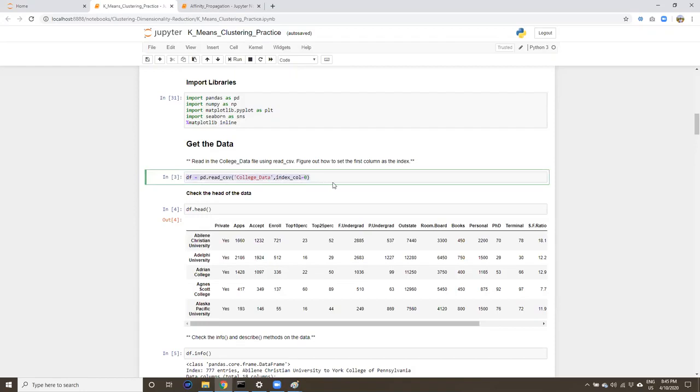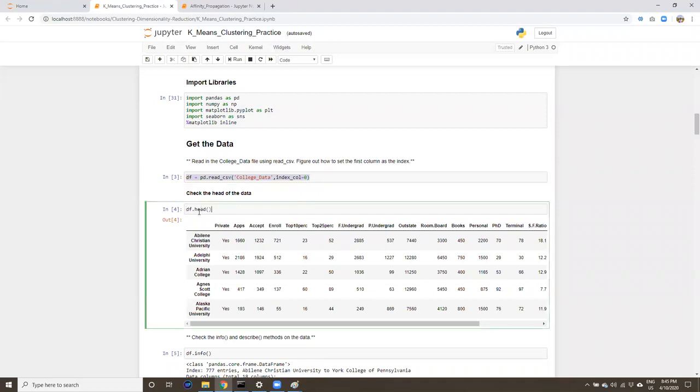We use pd.read_csv college data, index_col is 0. What it is trying to do is basically there is no index column within this. Index column means there is no specific column which says that this is row number 1, row number 2 like that. So when you write index_col equal to 0, it takes the first column directly. Now once you do df.head, you basically get the top 5 rows.